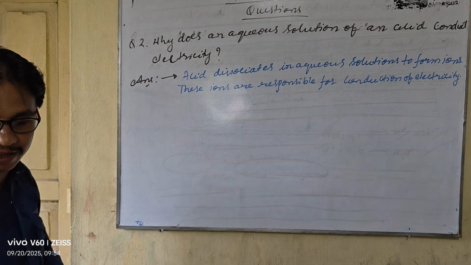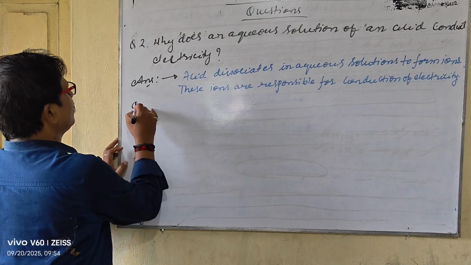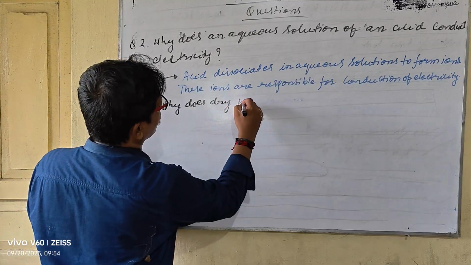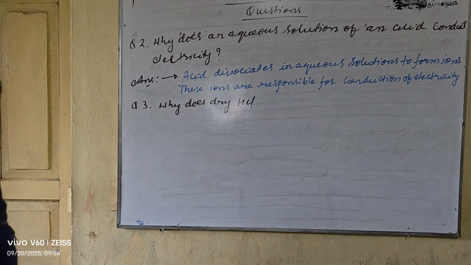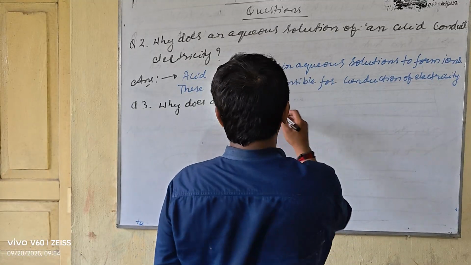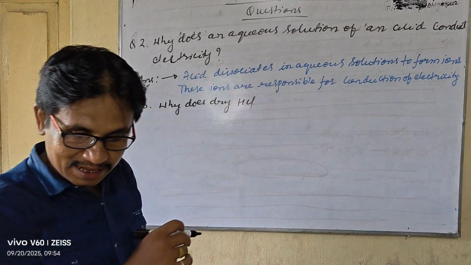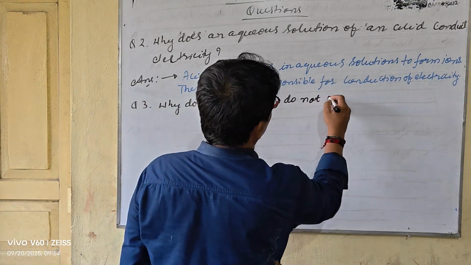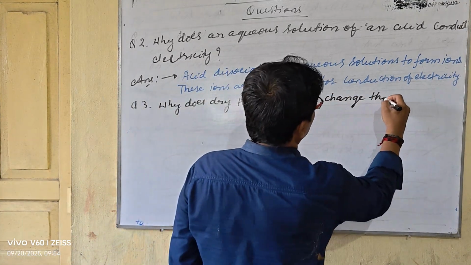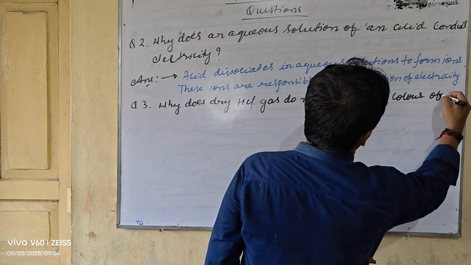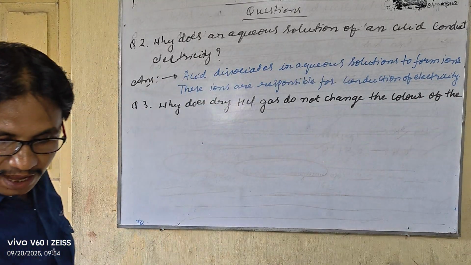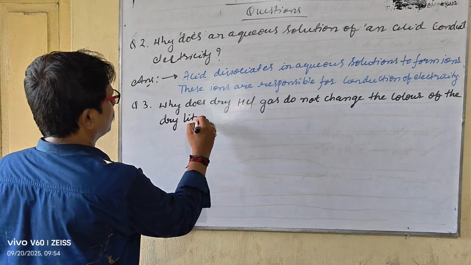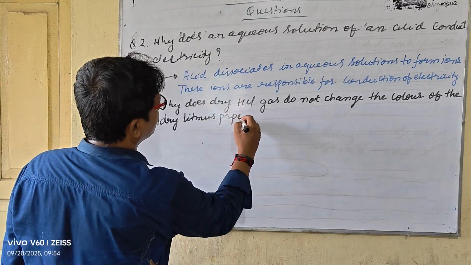Question number third: why does dry HCl gas not change the color of dry litmus paper? What is the reason behind that?